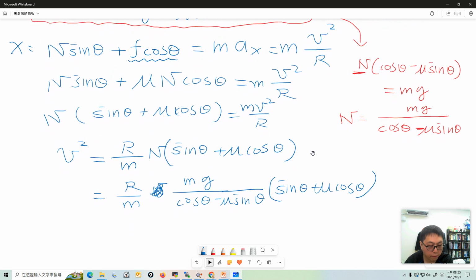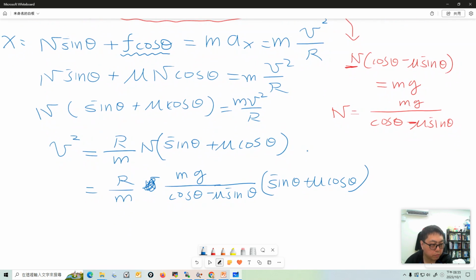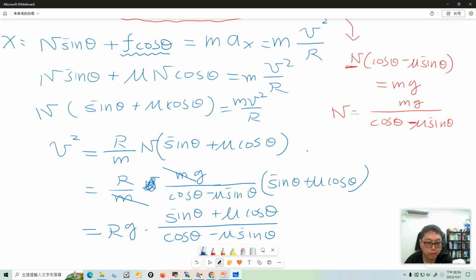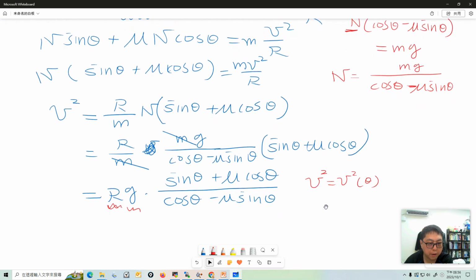And we can divide out the m, so v square equals r g times sine theta plus mu cosine theta over cosine theta minus mu sine theta. We want to know why we can have a higher corner speed to make the turn. The turn radius, the radius of our uniform circular motion, is fixed. g is fixed. So our v square is really a function of theta. So does theta really help you to have a higher corner speed? Let's put something on.